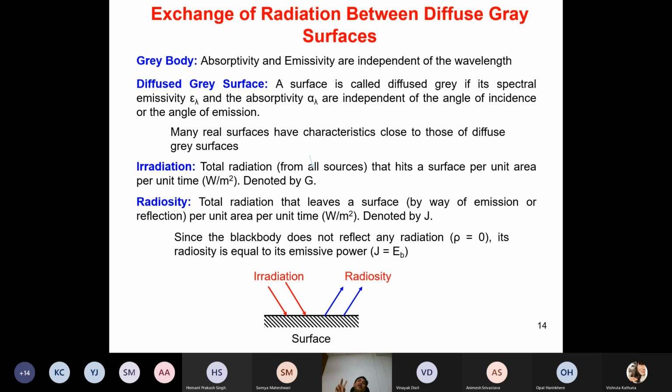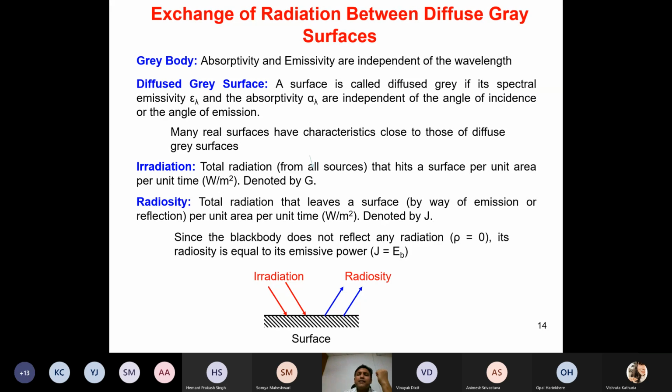The other two important concepts which we have to look at, please pay attention, this is very important. These two things are very important because all the slides after this we are going to deal with gray bodies, and we are going to use these two things to account for radiative heat transfer. Unlike so far, where we were dealing only with the emissive power of the black body to account for the heat transfer, from now onward we are going to change that to these two factors. These two factors are irradiation and radiosity.